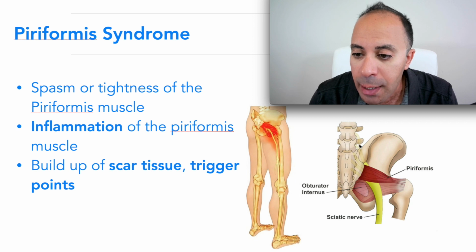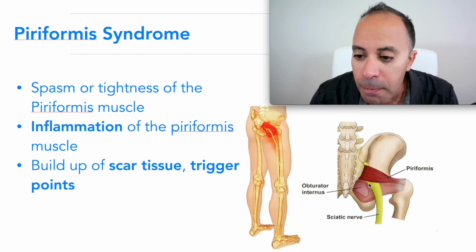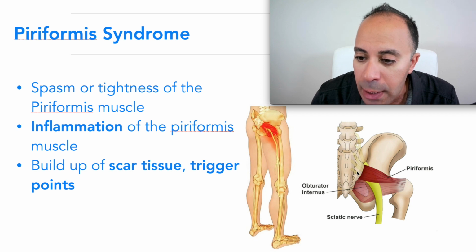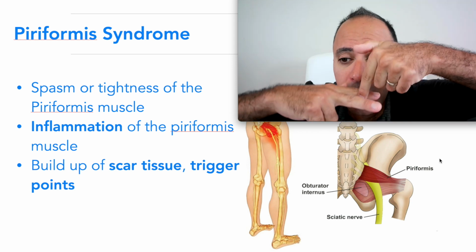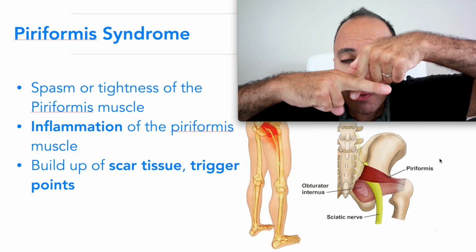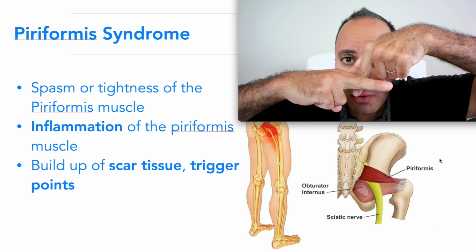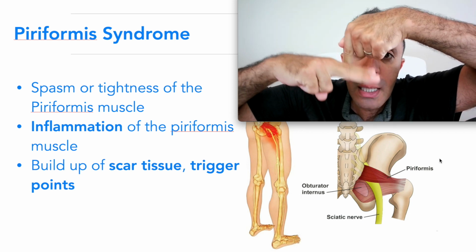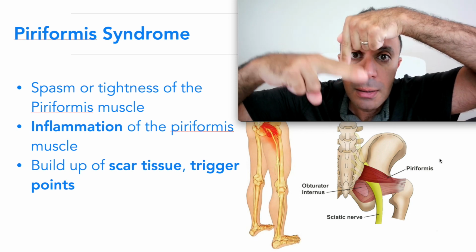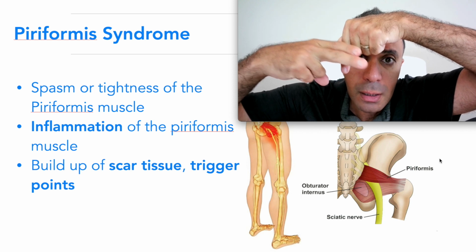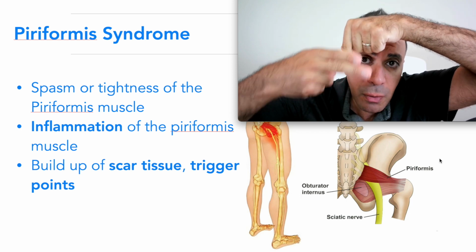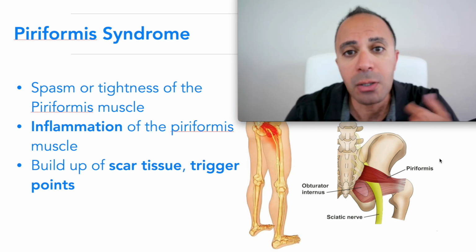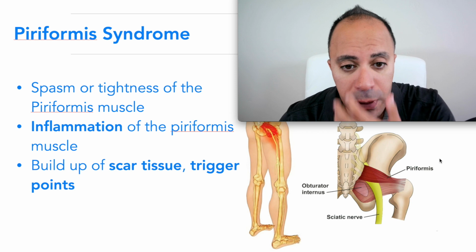The sciatic nerve is the yellow nerve going down here, and the piriformis muscle is attached in this area. The sciatic nerve either goes through the piriformis muscle, which causes a lot of issues for those people, or it's behind it. And if this muscle is tight, or you have inflammation or scar tissue, it's going to compress the sciatic nerve and cause a lot of symptoms.